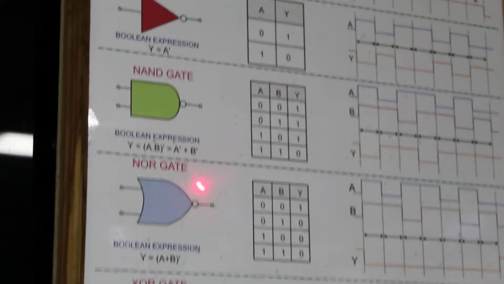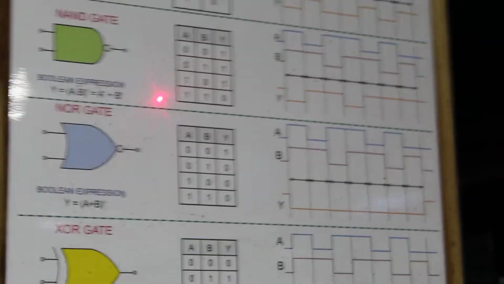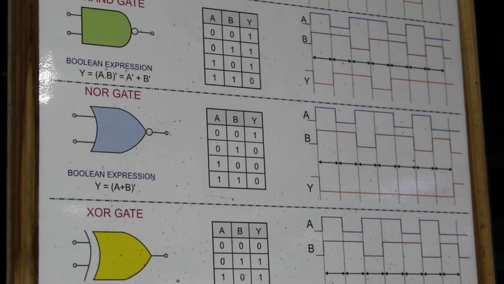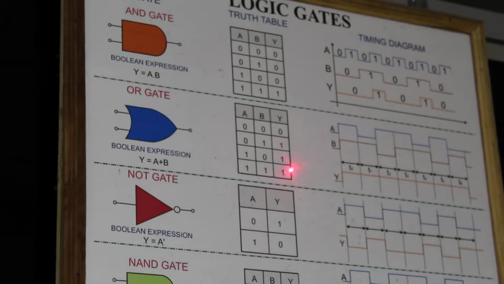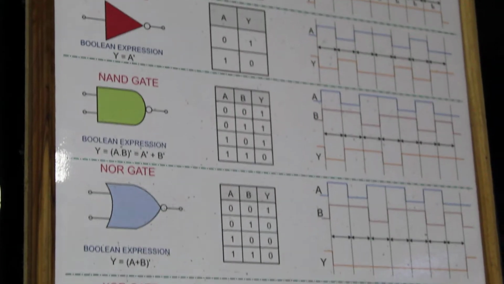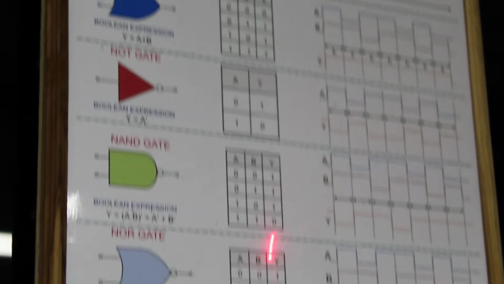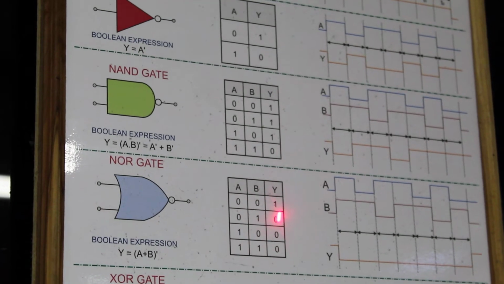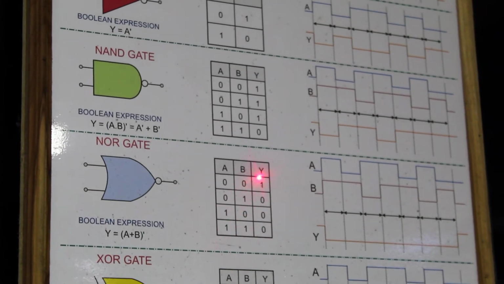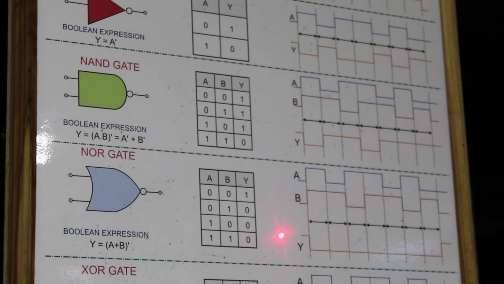Now we'll move on to the NOR gate, which is just the inversion of your OR gate. In the OR gate, if any of the inputs is 1, the output is 1. But here, when both the inputs are 1, the output will be 0. When both the inputs are 0 alone, your output will be 1. For all other conditions, the output will be 0.